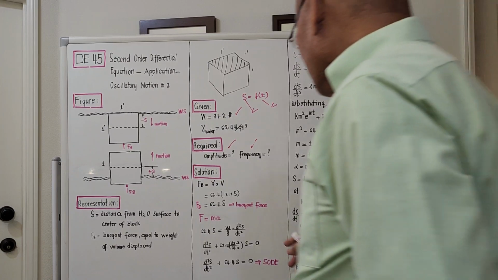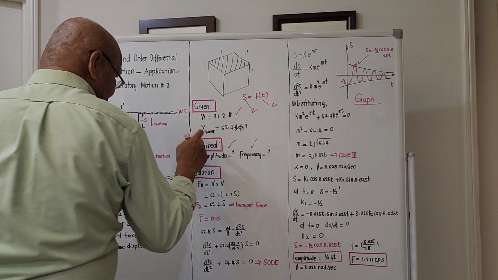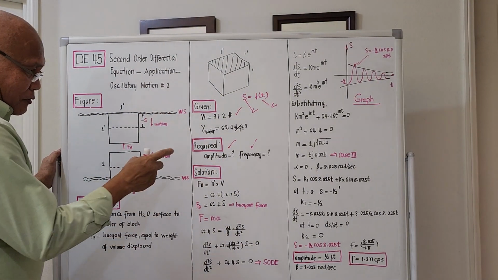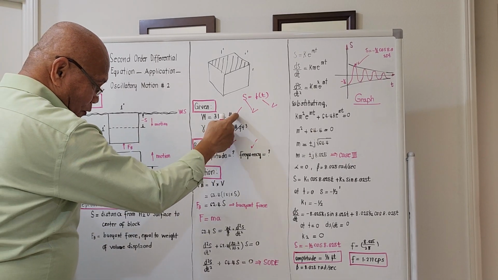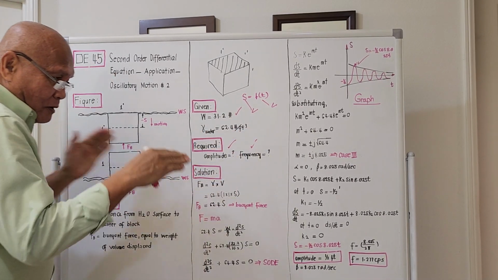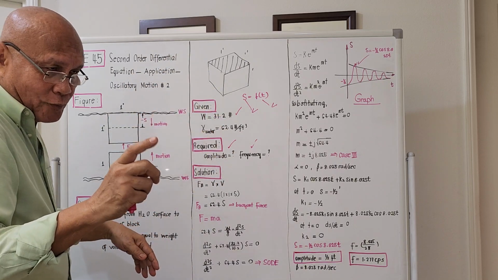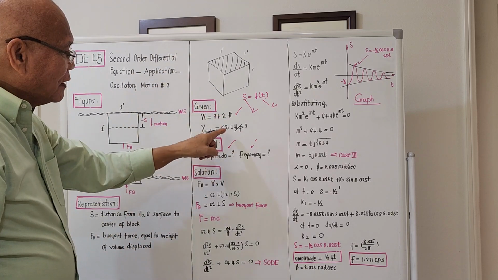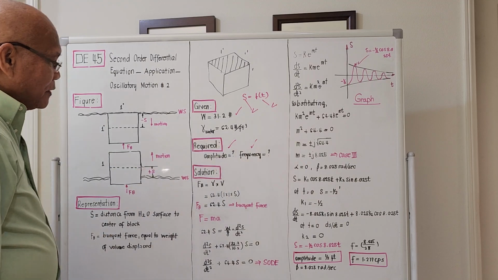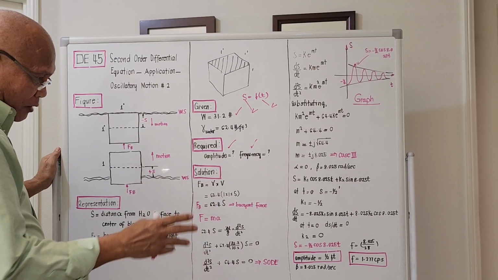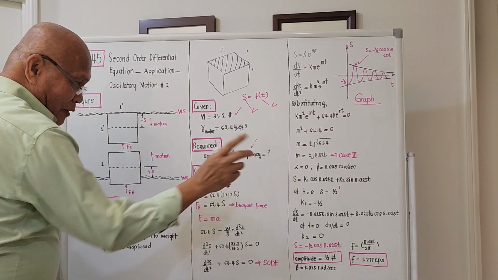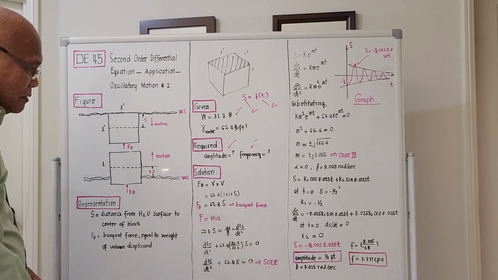For water, the density or specific weight of water is 62.4 pounds per cubic foot. 1 foot by 1 foot by 1 foot of water is equivalent to 62.4 pounds. So I will try to repeat the requirement, the amplitude, and the frequency. Okay, let's try to bring out the solution.